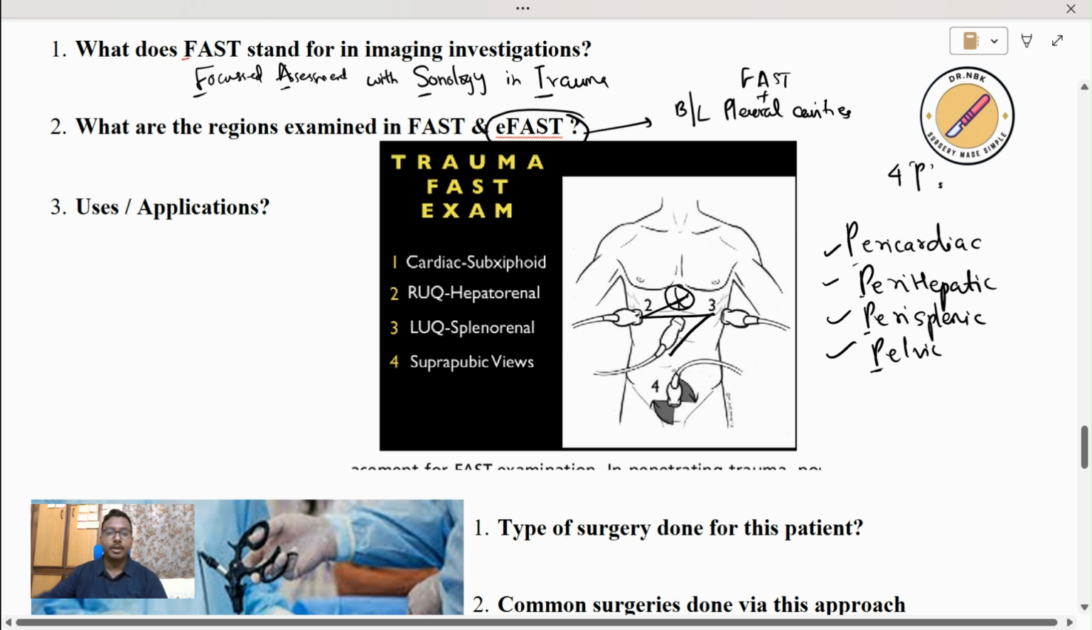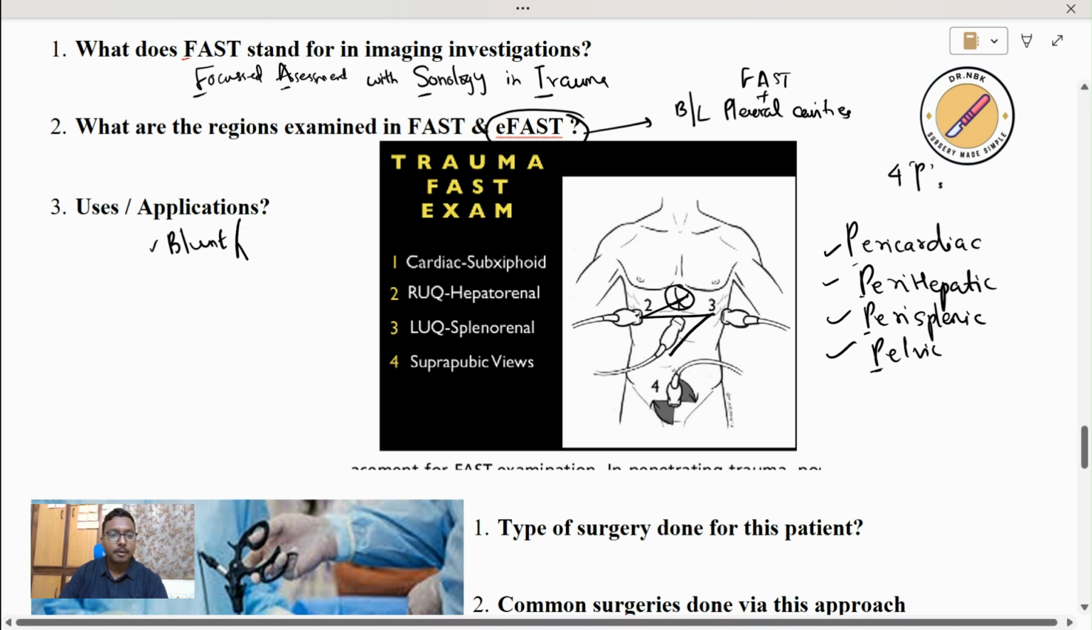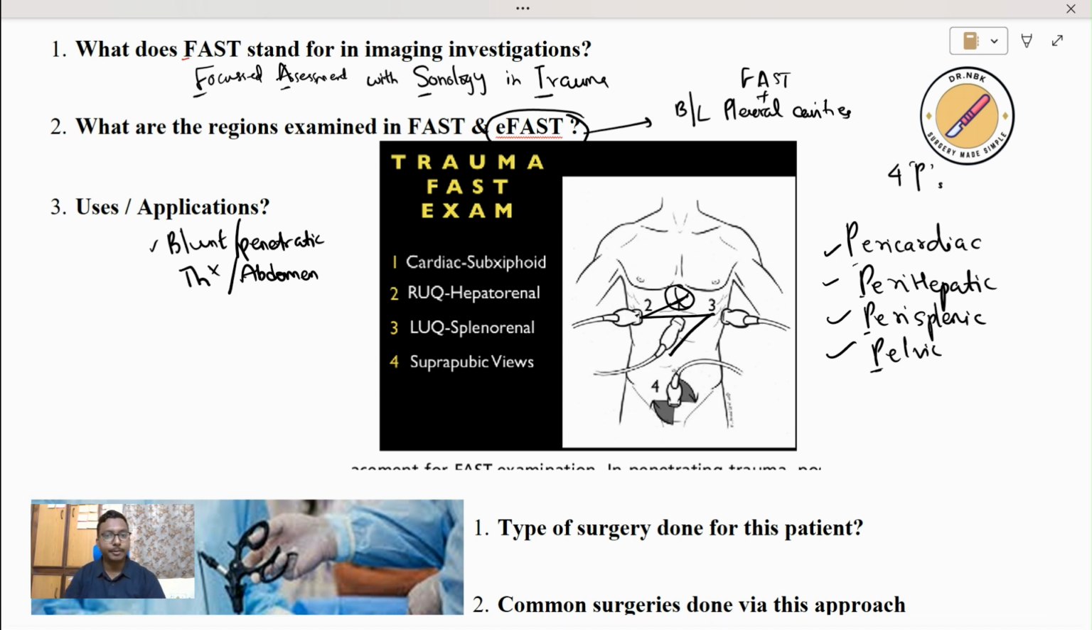Right. Next. What are the main uses or applications? As I have mentioned, this is mainly useful in case of trauma. It can be either blunt or penetrating trauma of either thorax or abdomen. Another of the main disadvantages is that it cannot easily pick up hollow viscus perforation. It cannot say where the exact perforation is. It can suggest that this could be a case of hollow viscus perforation by identifying free fluid within the cavity.